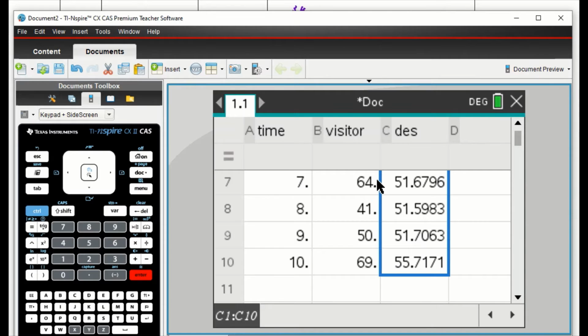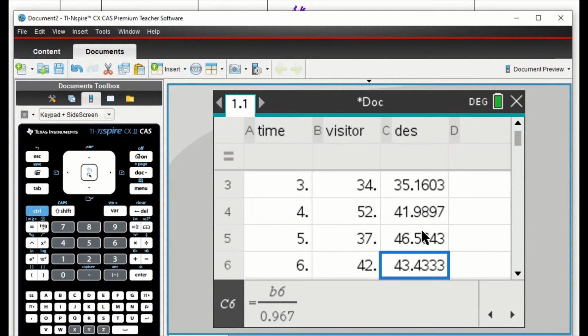Something helpful for you to check is to look at the value here. Then check, is this value correct? You are going to use B4 divided by 1.2384, right? So that's correct.